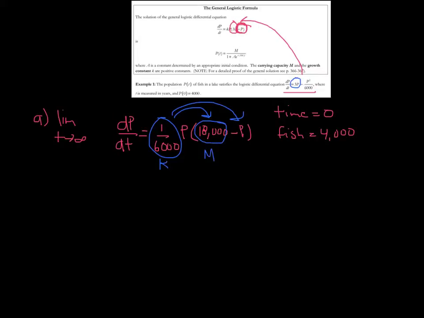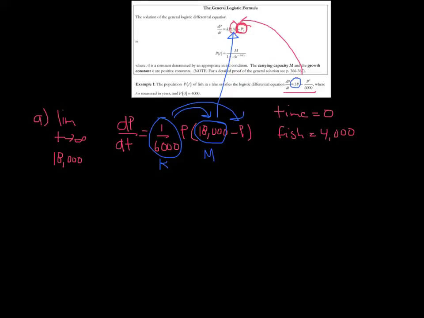All right, and let me just draw an arrow right up there. That is your M. That's your maximum. So that is the answer to letter A, right? Letter A, the maximum number of fish is going to be 18,000 fish. Okay? Now also in that problem, it's asking you for the range. It's asking you for what is the range.